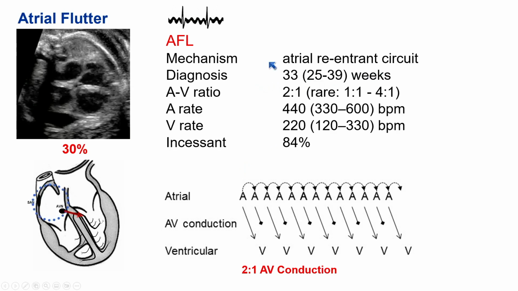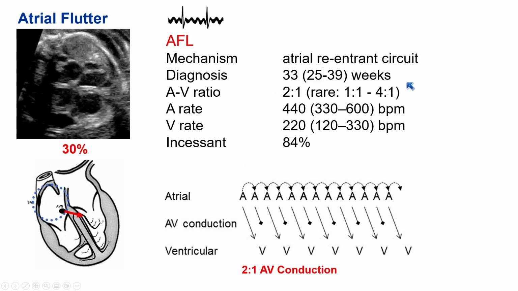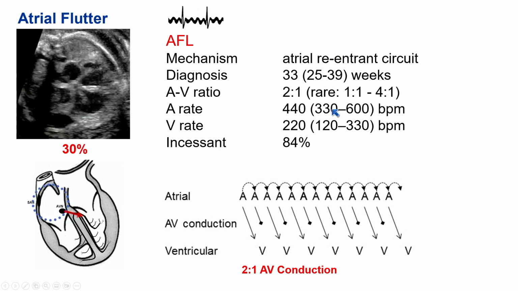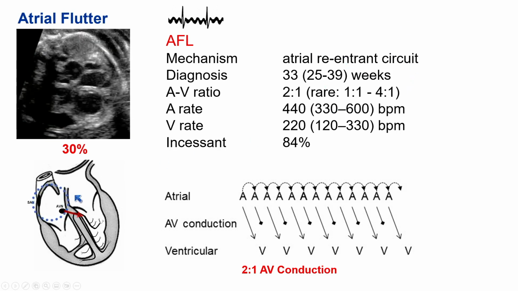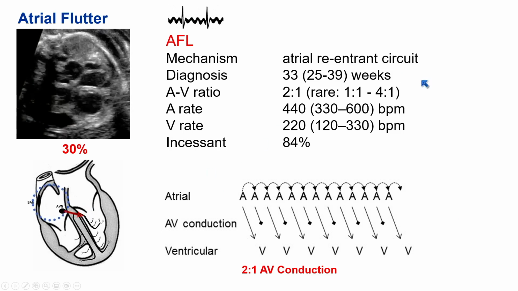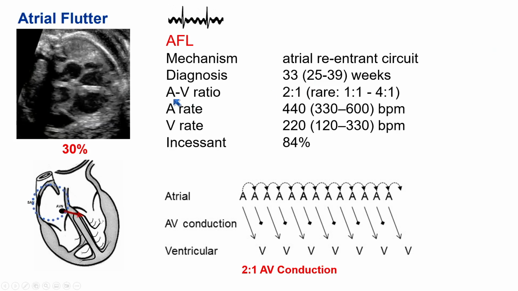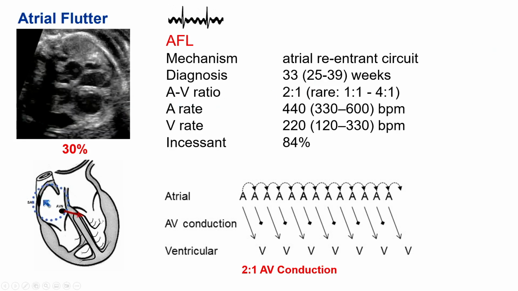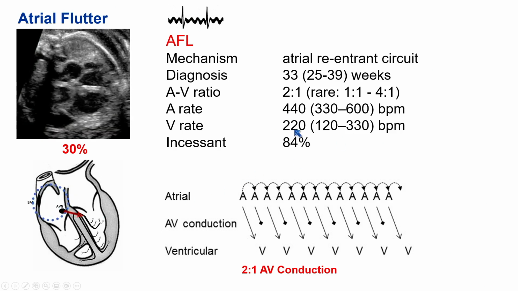This is the third trimester arrhythmia. You will not see an atrial flutter in the first or second trimester. It's almost definitely a late gestational diagnosis because the re-entry circuit needs a certain size. The heart is too small to allow a re-entry within the atrium to happen, unless maybe you have an Ebstein's with a huge dilated atrium. Typically the relationship is 2:1, so it turns around twice in the atrium and once goes to the ventricle, and the ventricular rate is in the range of 220, the atrial on average about 440. It's almost always incessant.